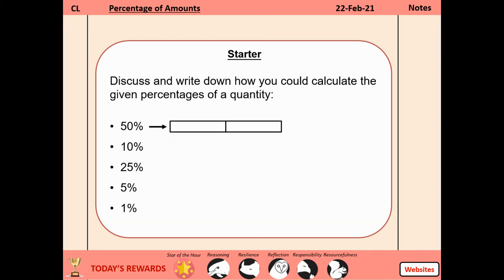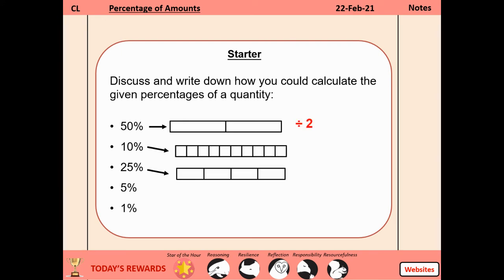Okay, so 50% is basically a half. When you're working out half of an amount, you just divide it by 2. 10% is 1 out of 10. As a fraction, 10% is 1 out of 10 pieces. So 1 out of 10 of an amount is just dividing it by 10. 25% is just a quarter, and when you're working out a quarter of an amount, you just divide it by 4.